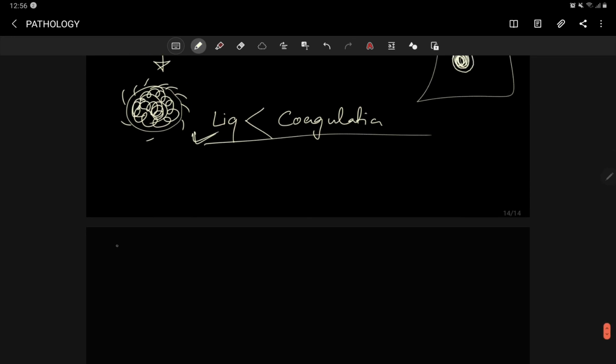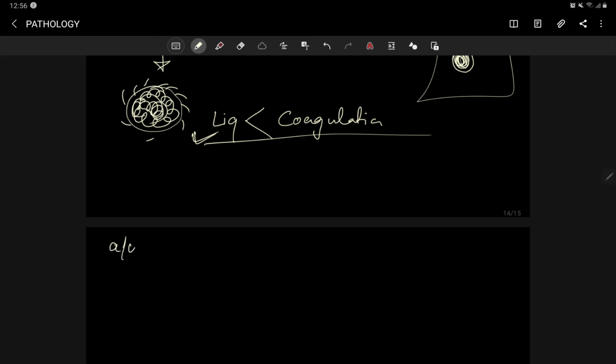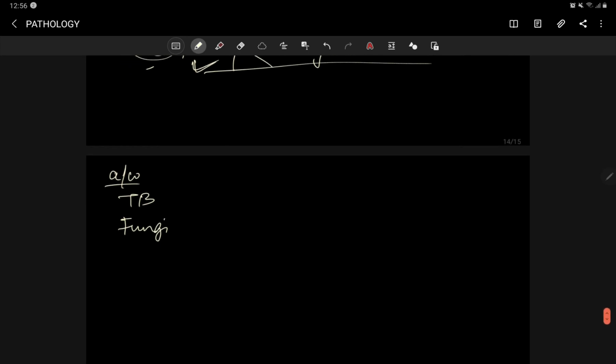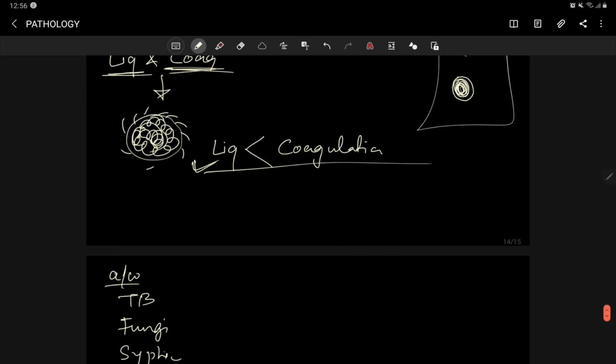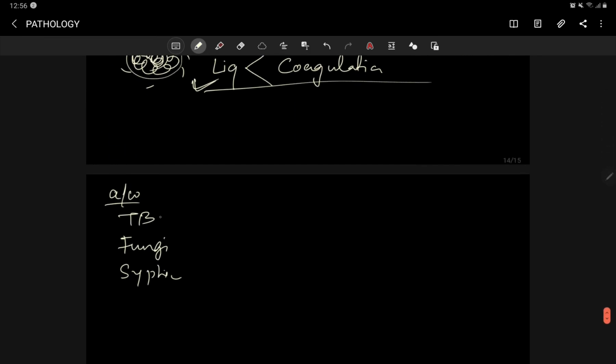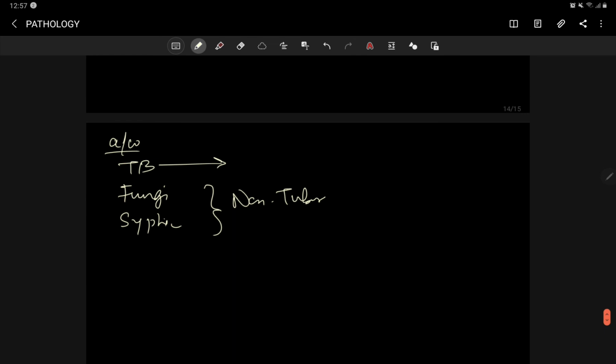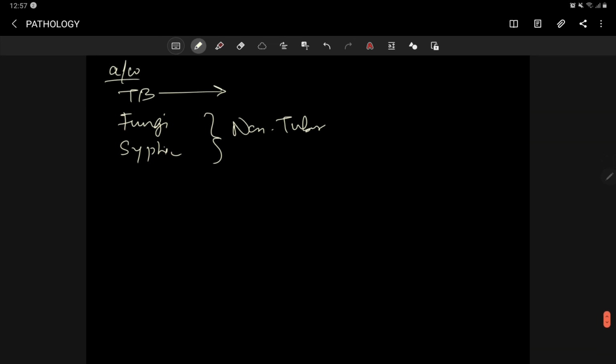This is associated, as I told you first, with tuberculosis. It is also associated with fungi, but systemic fungi. Okay, and it is also seen in syphilis. Caseous necrosis is more specifically and well known with tuberculosis, but the other diseases which cause caseous necrosis are called non-tubercular causes of caseous necrosis. Okay.